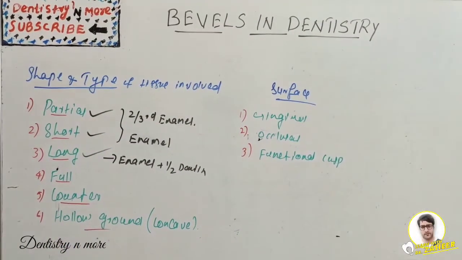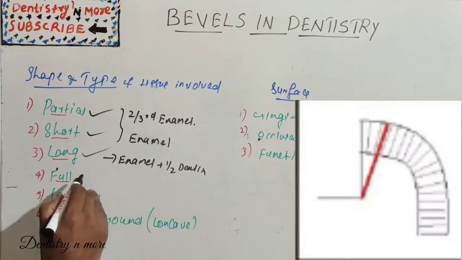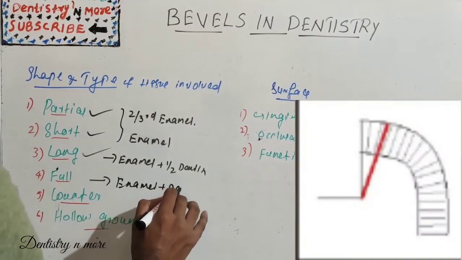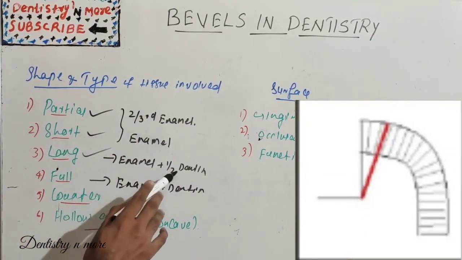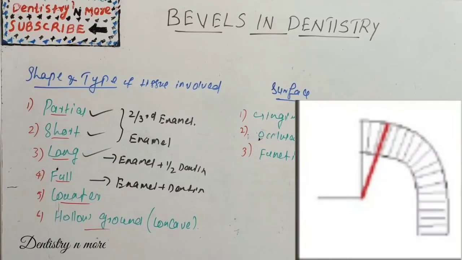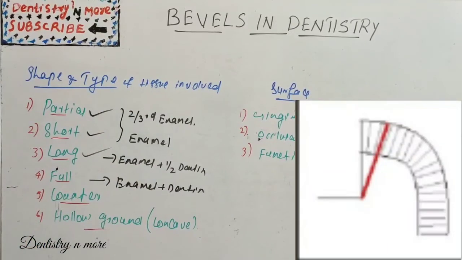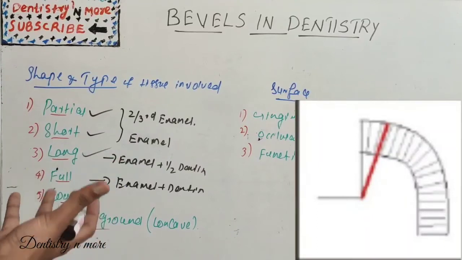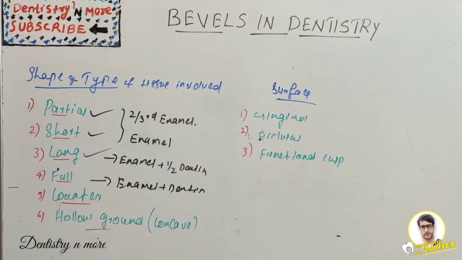Next we have the full bevel. This includes all of the dentinal and enamel walls of the cavity wall or floor. So this includes entire enamel and dentine. This is how it goes: two-thirds of enamel, complete enamel, enamel plus half of the dentine, complete enamel and dentine. Although it is well reproduced by all four classes of the cast, its use is avoided except in cases where it is impossible to use any other form of bevel. So it is rarely used.